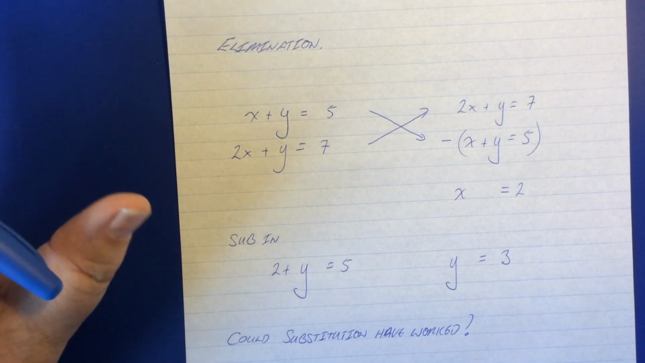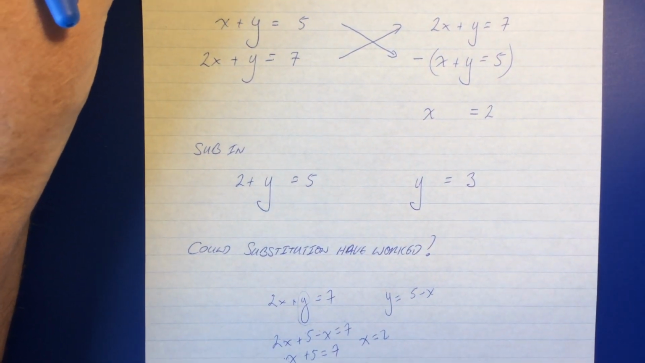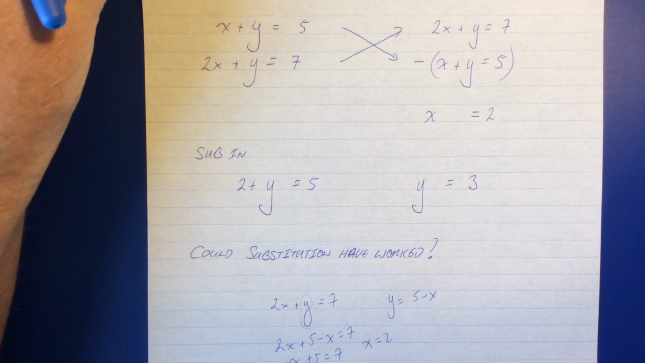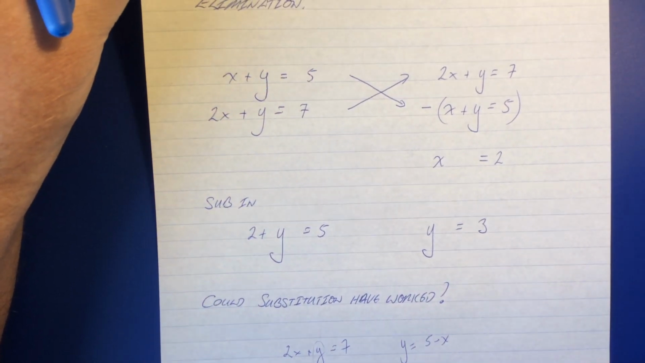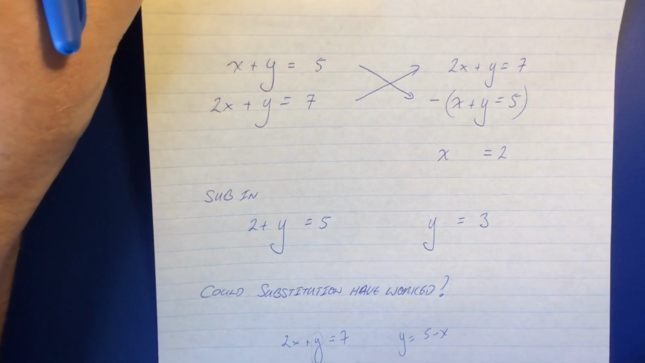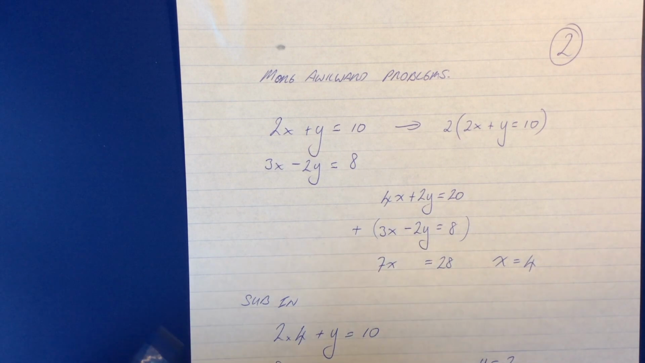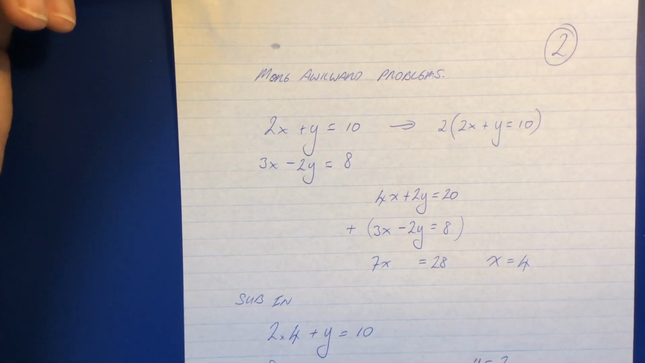So this could have been done using substitution and would probably have been maybe a tiny bit faster and a tiny bit easier to do so, but this is a demonstration of elimination. Okay, let's look at something a little more awkward. So, here's something a little more awkward.